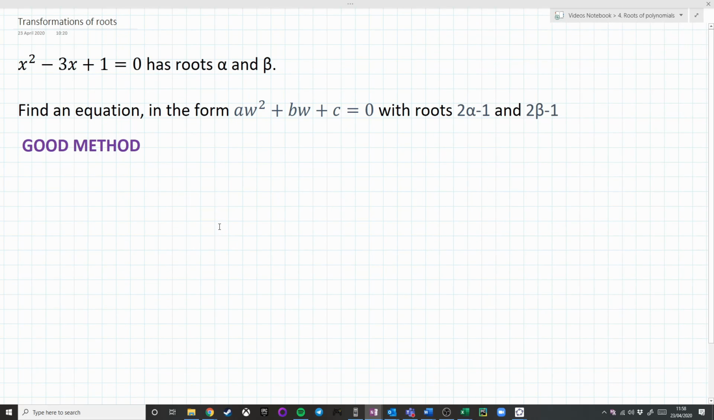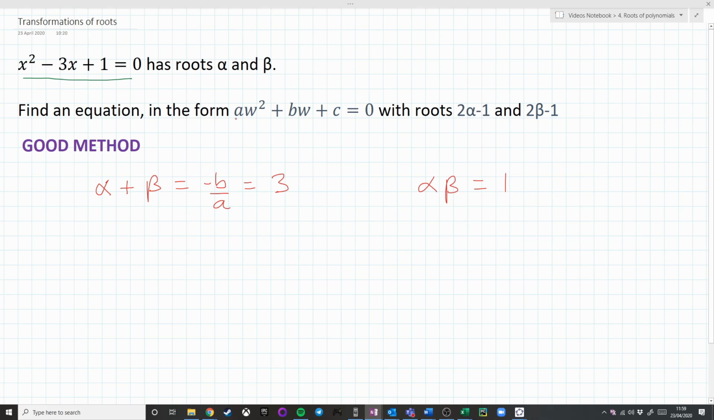I'm going to say there is a good method, and you might like this method. There's nothing wrong with using this method that uses the equations for roots of polynomials. And that is this. From our original equation, I can see that the sum of the roots must be equal to minus b over a, which in this case is minus minus 3 over 1, which is 3. And I can also see that the product of the roots is equal to, well, just 1 in this case, because it is 1 divided by 1.